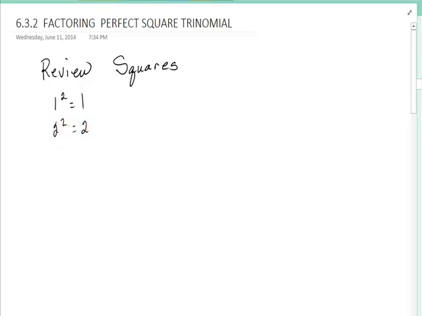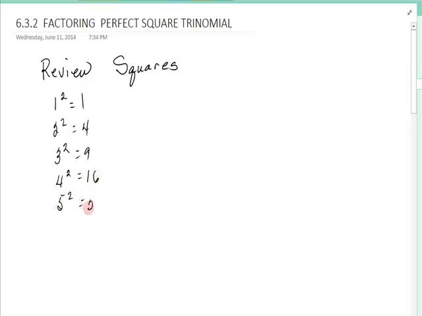So in order to do that, you need to review squares, sometimes called perfect squares. If I said, what's the square of 1? 1 squared is 1. 2 squared is 4. 3 squared is 9. 4 squared, 16.